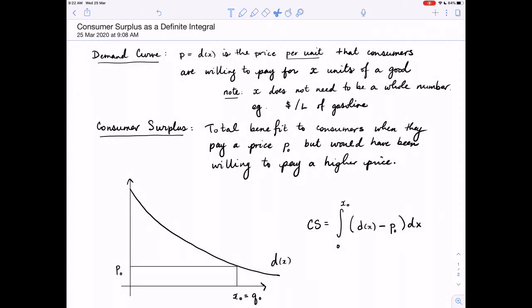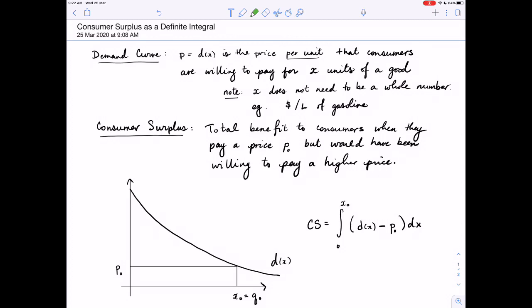Okay, in this video, we're going to take a look at consumer surplus as a definite integral. We're going to see the formula and where it comes from in terms of Riemann sums. So a couple of little definitions.